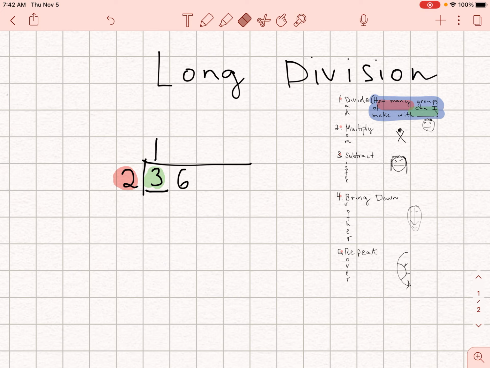All right, take a look at our long division steps. What is step number 2? What does MOM stand for? MOM stands for multiply. We always multiply the number we just wrote down with our divisor. So what did we just write down? We just wrote down the number 1. 1 times 2 is 2. All right. Now on to step 3. That would be sister. Sister stands for subtract. 3 minus 2 equals 1. What is step 4? Brother. That stands for bring down. I'm going to bring that 6 down to here. Now we have 16.